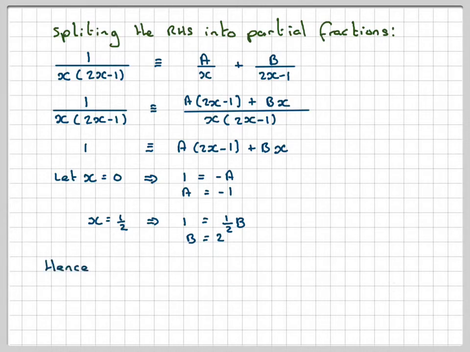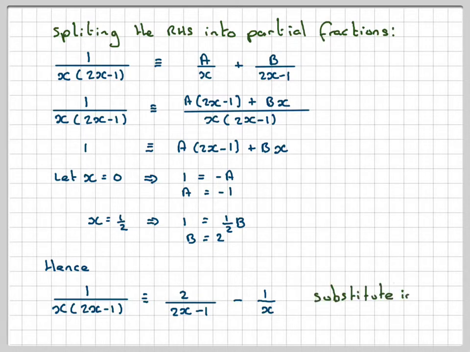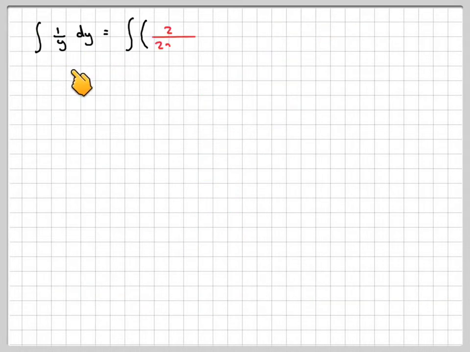Right, putting that back in, I'm going to swap these two over because I've got minus 1 here. I just want the negative sign to come second. So I'm going to write 2 over 2x minus 1, that's b over 2x minus 1. And then a is minus 1, so minus 1 over x. If we now substitute that back into the differential equation, the integral of 1 over y dy will become the integral of 2 over 2x minus 1 minus 1 over x dx.